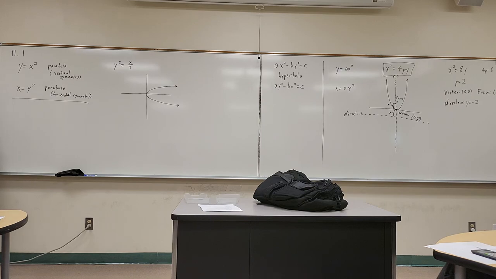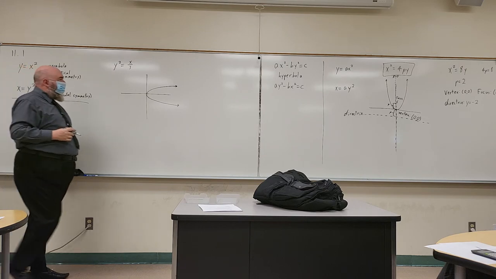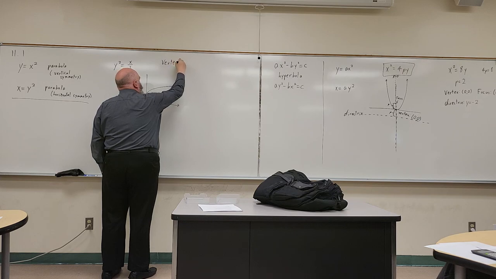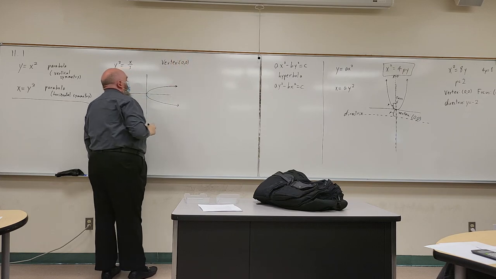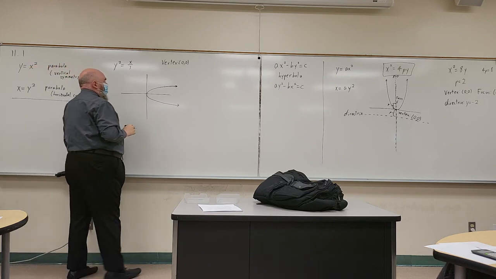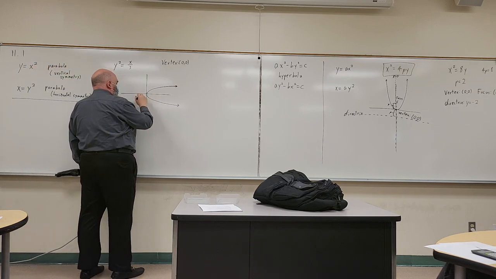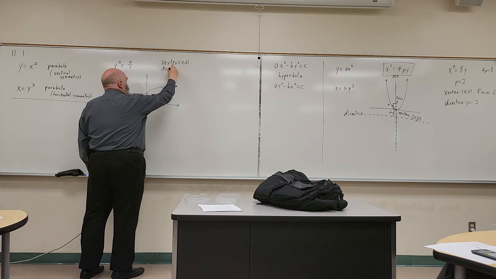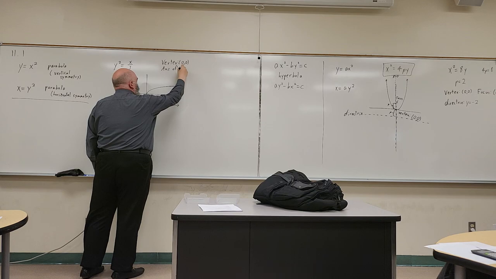So, if I wanted to find out the focus, etc., the vertex is still going to be 0, 0. We have to move. But if I want to find out where the focus and the directrix are, actually before we do that, let's talk about the axis of symmetry real quick. What would be the axis of symmetry? X is equal to 0. Y is equal to 0.